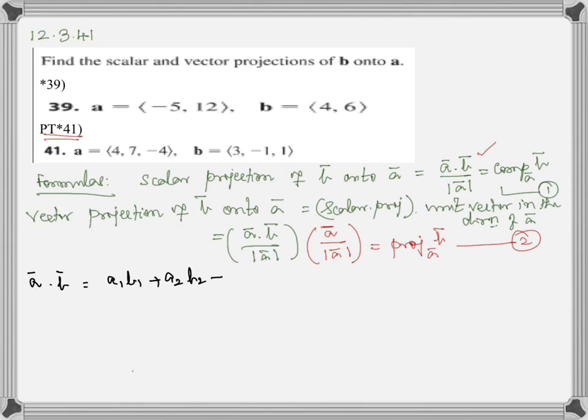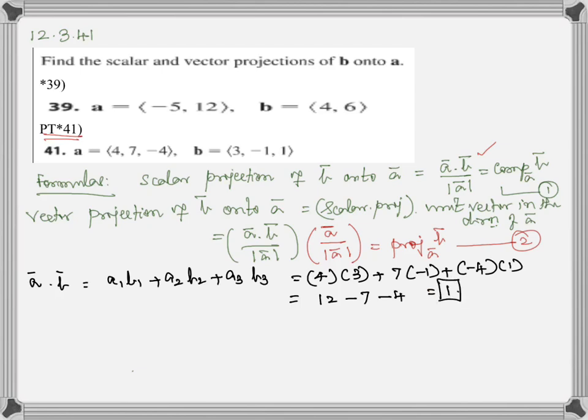So A dot B is A1 B1 plus A2 B2 plus A3 B3. If you multiply the corresponding components and add, you get 4 times 3 plus 7 times -1 plus -4 times 1. If you compute that, it's going to be 12 minus 7 minus 4, which is 1. So A dot B turns out to be 1.